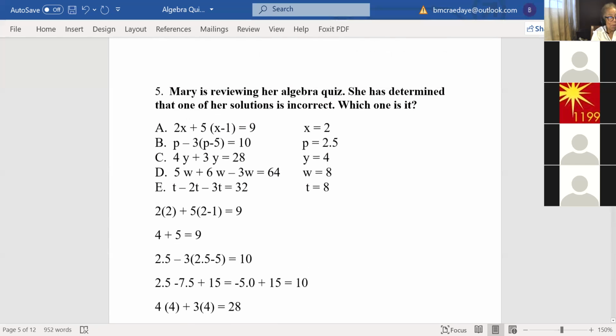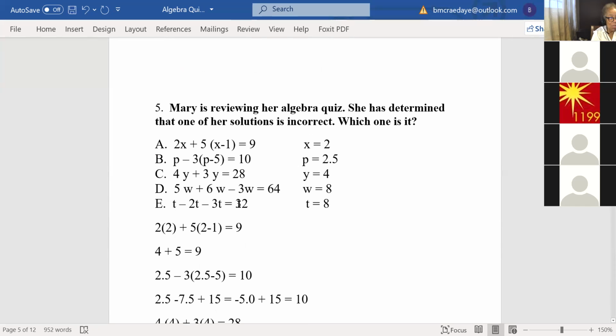Okay, so when we put T equal to 8, we don't get 32 for E, we get a minus 32. So which one is incorrect? E. Got it?